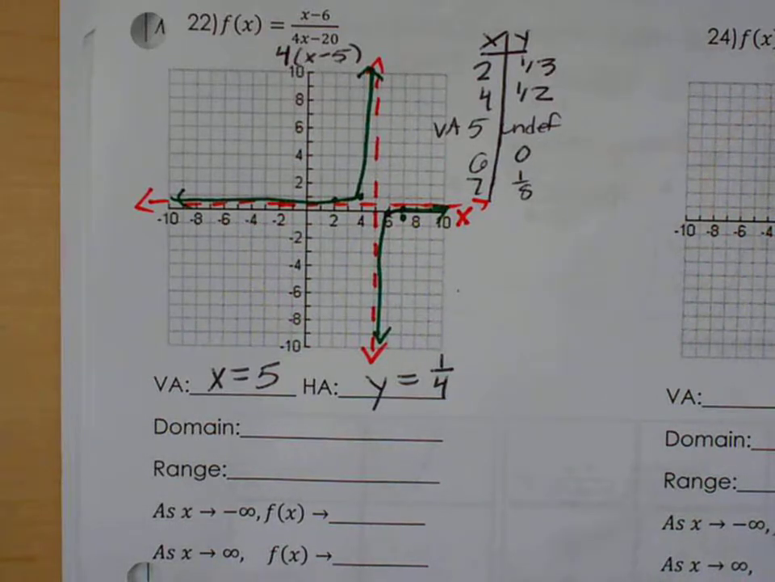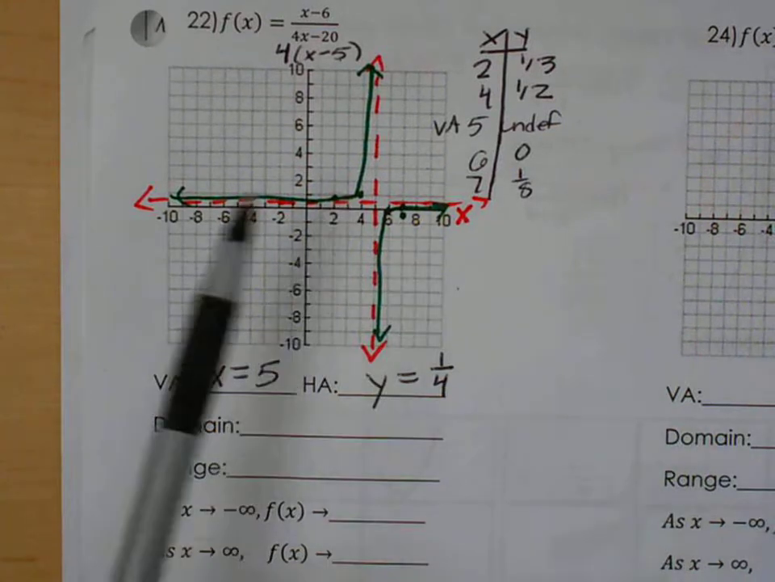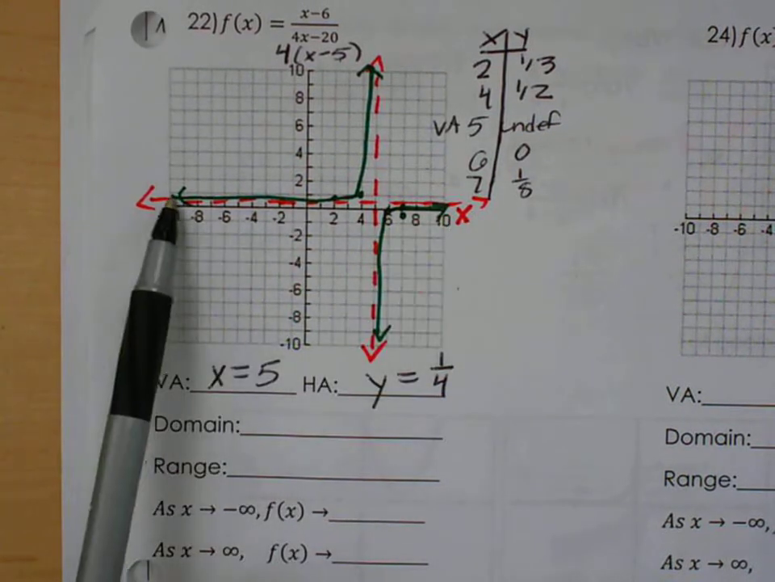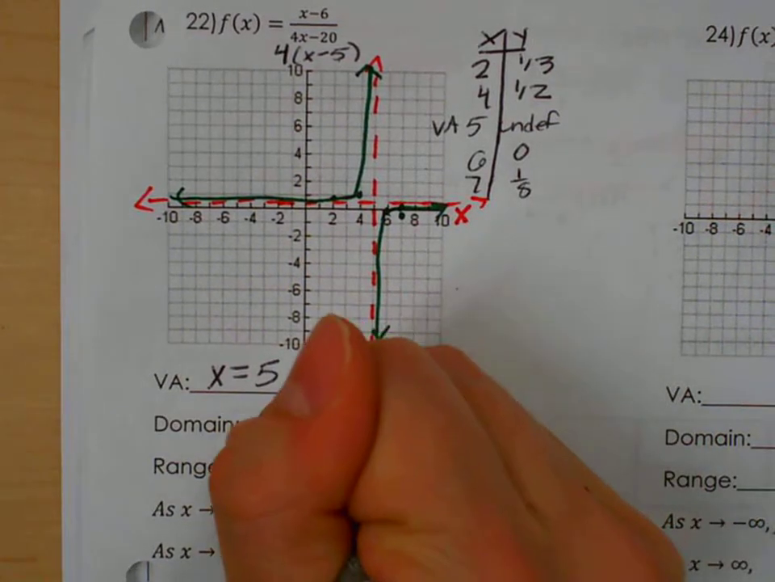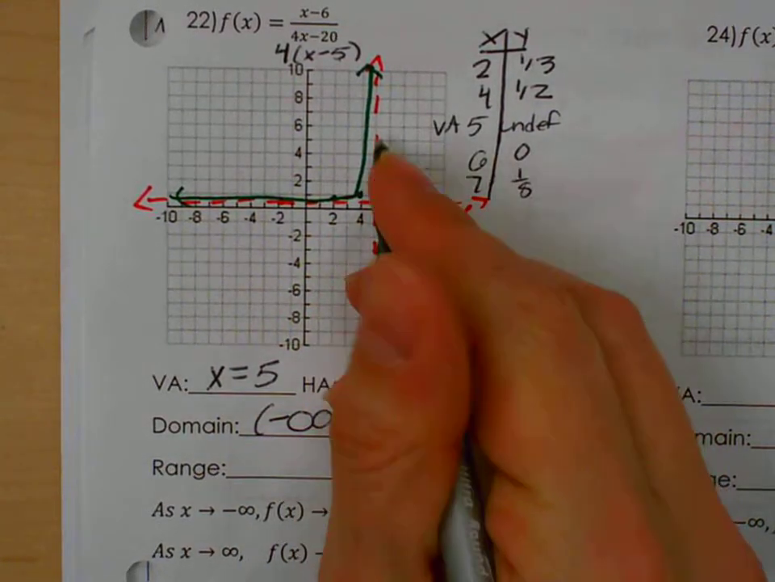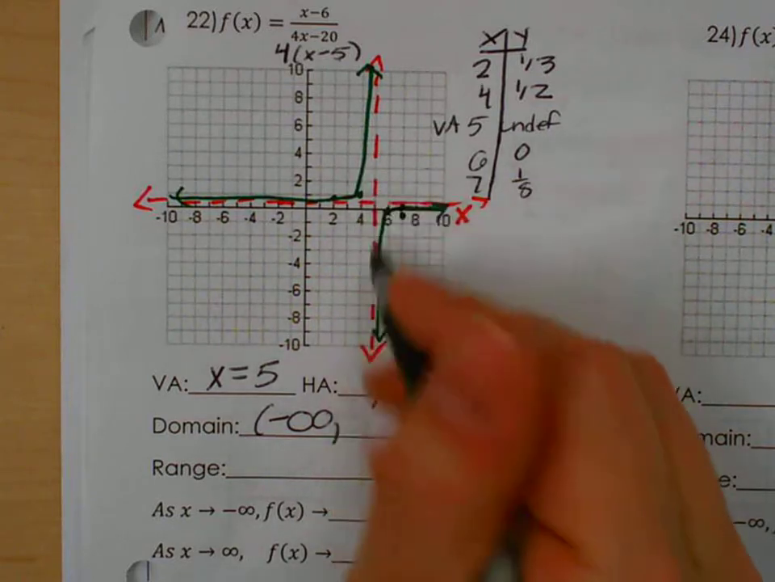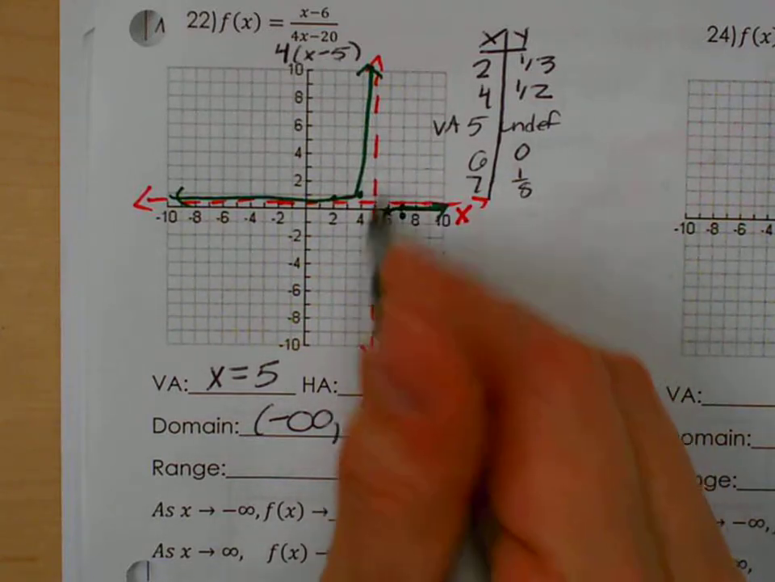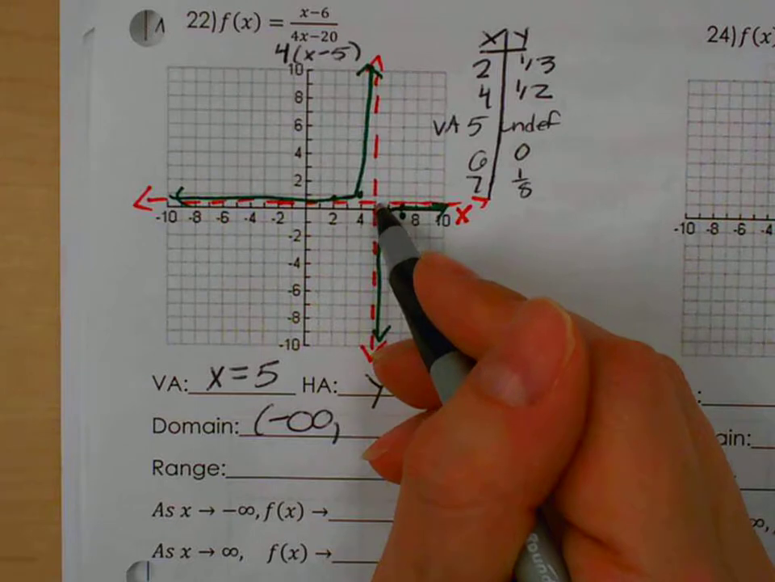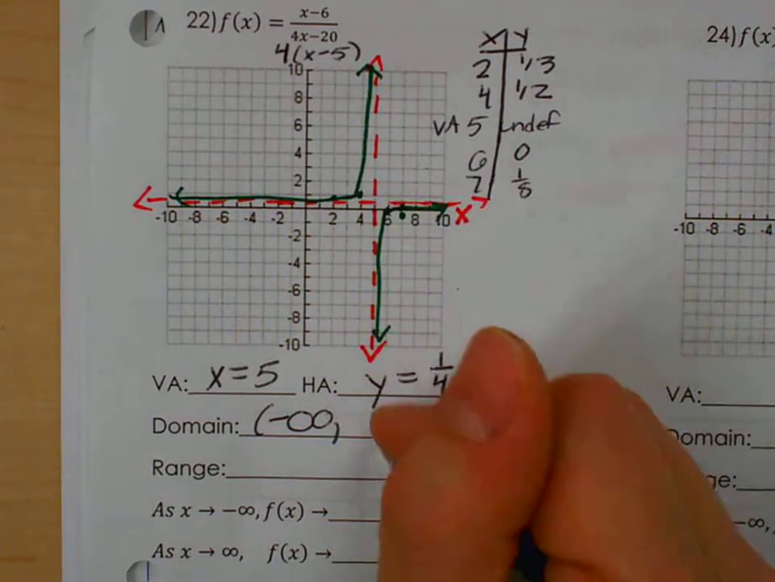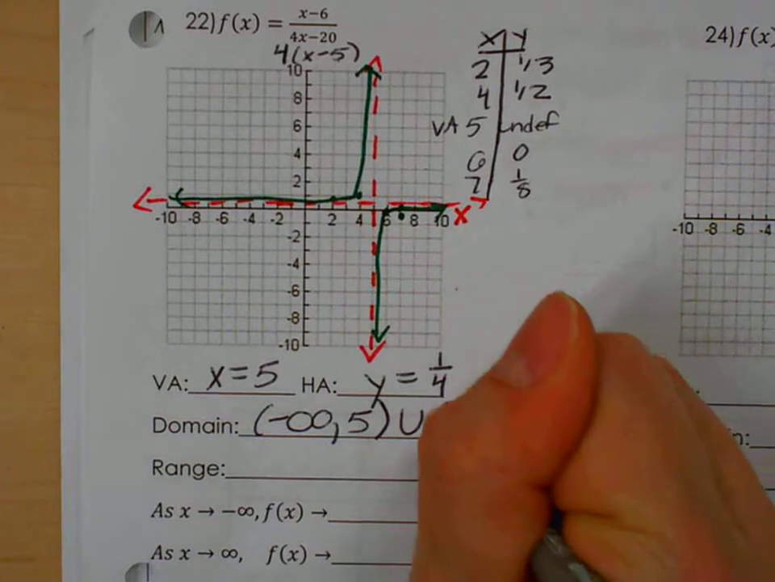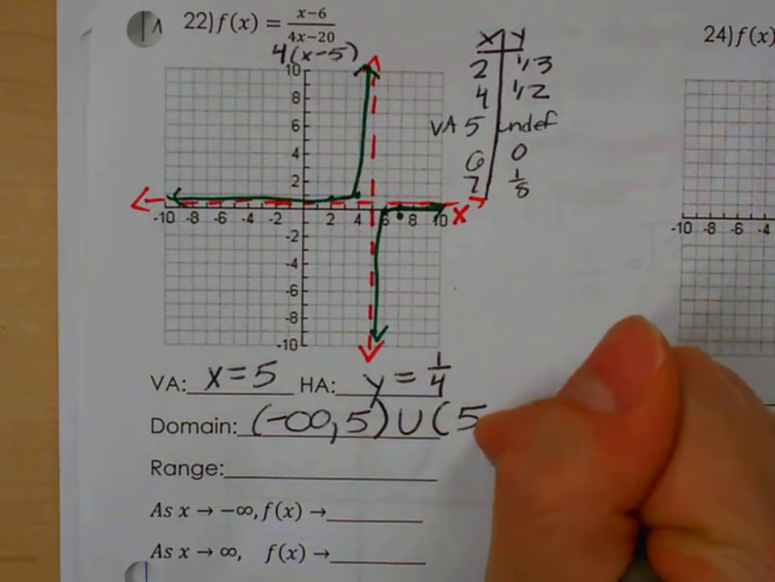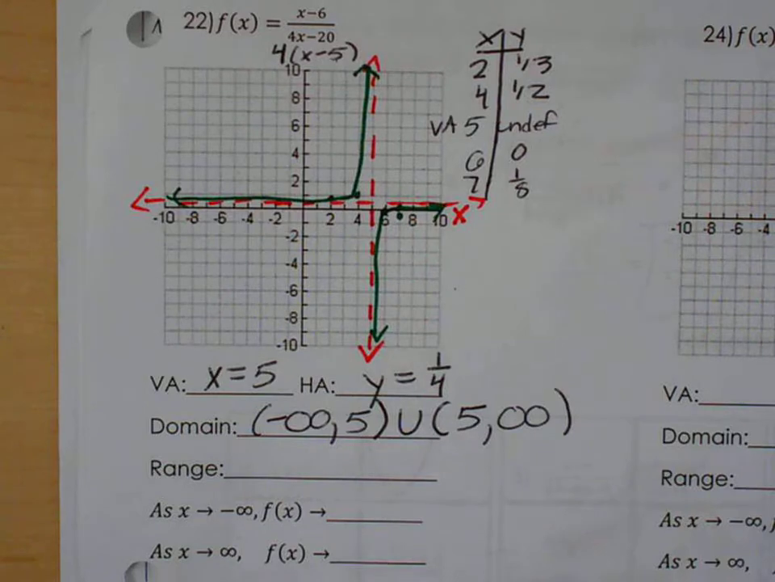So now my domain. If I look here from left to right, I see that the problem with my domain happens here at the vertical asymptote. So I start at -infinity, but then I stop here because I'm not touching this vertical asymptote. We can't cross vertical asymptotes. So I'm stopping here. This is at 5. It's parentheses because I'm not including it. Then I start up again at the vertical asymptote and go to infinity.